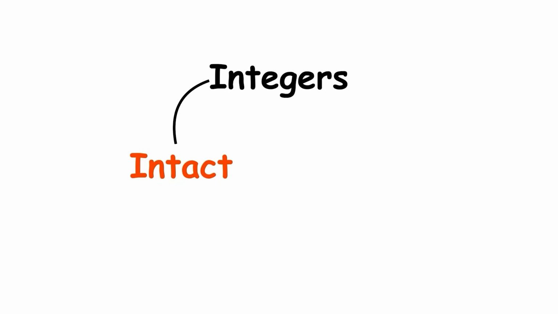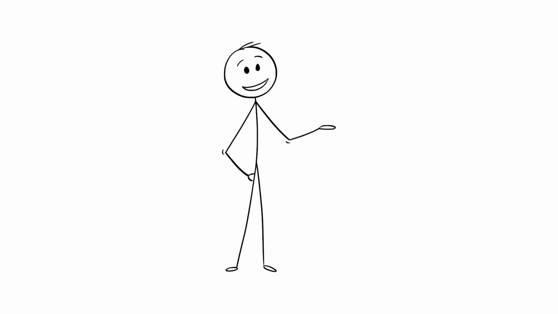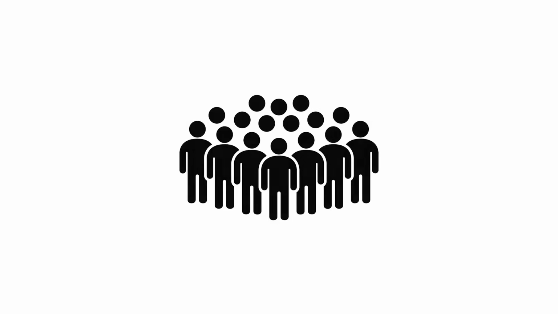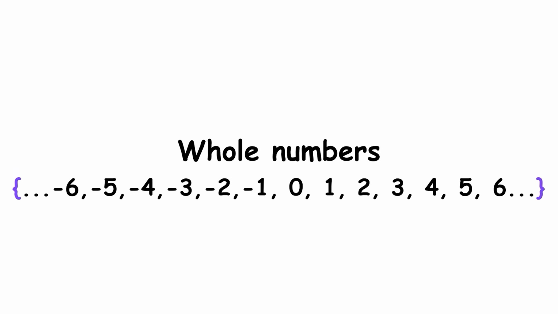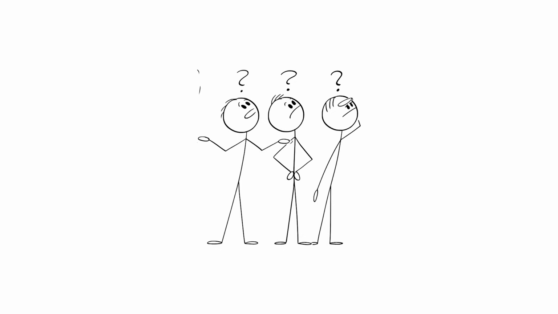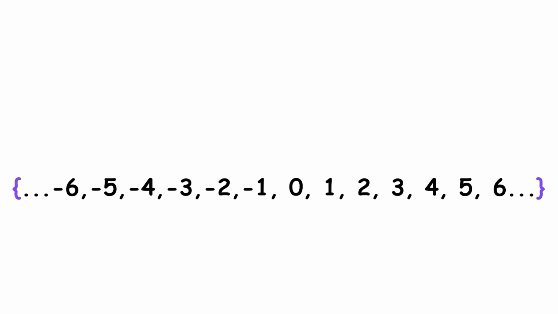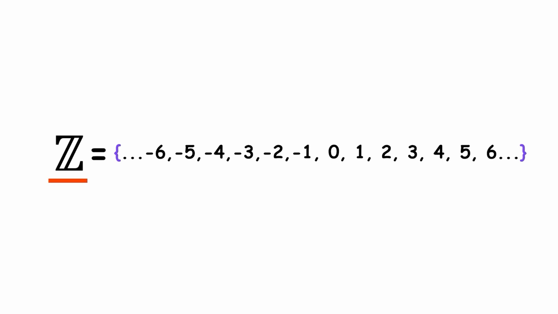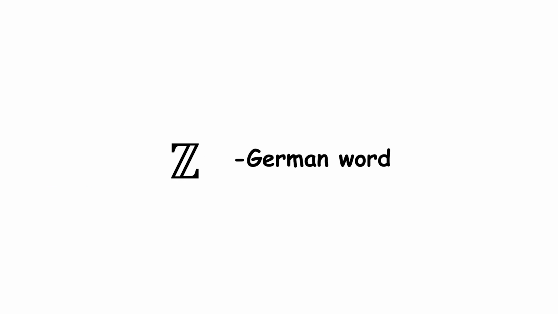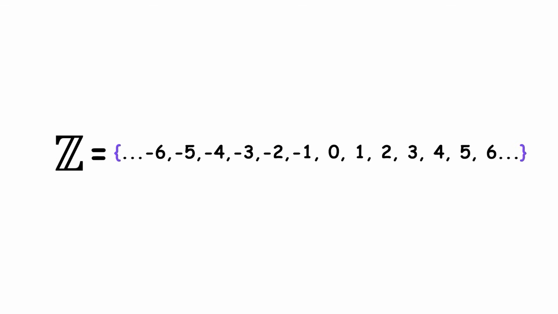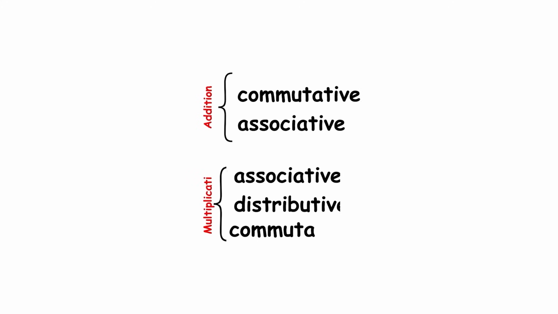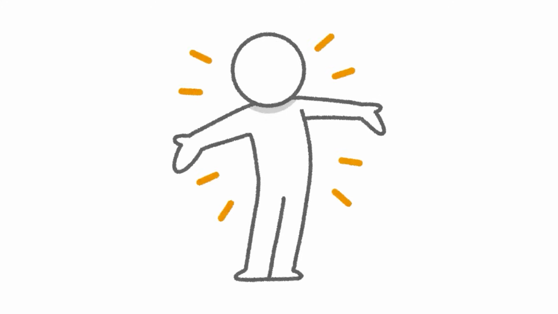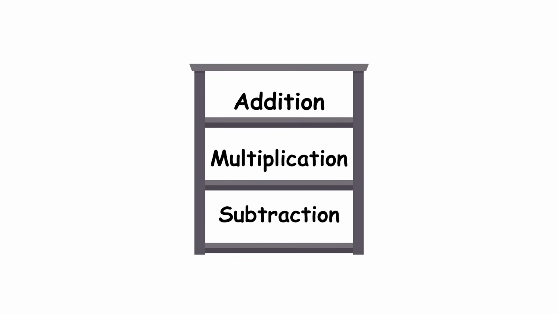The word integer comes from Latin, meaning intact or whole. Speaking of which, some people also call the integers the whole numbers, which just causes even more confusion. The symbol for the integers is a blackboard bold Z, from the German word Zahlen, meaning numbers. The integers with addition and multiplication satisfy the same properties that were satisfied by the natural numbers. In addition, now we can include subtraction as well.